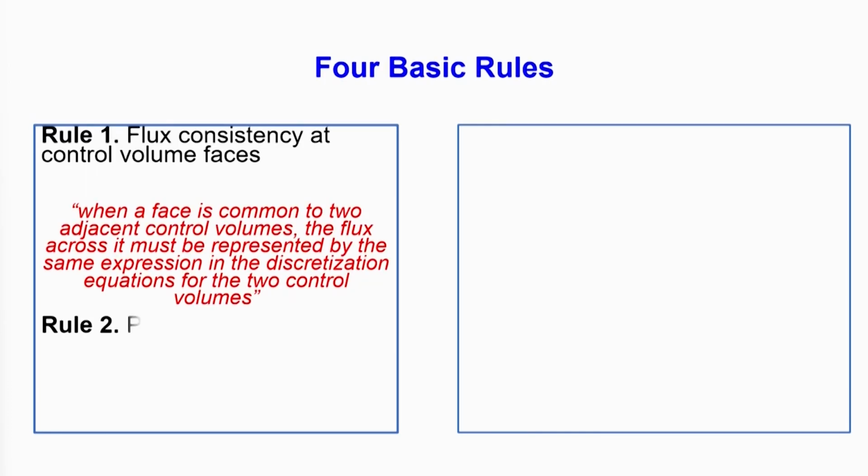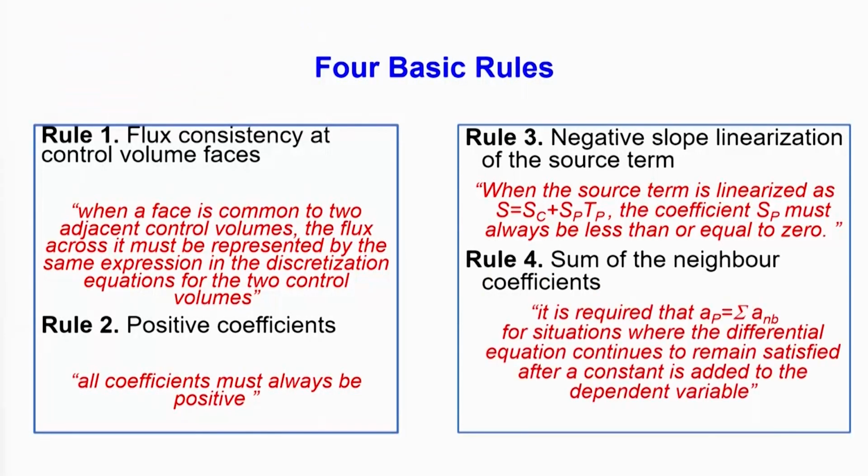So Professor Patankar then put forward these 4 rules, which are called the 4 basic rules. What are these? Rule 1, flux consistency at control volume faces. When you have a face which is common to 2 adjacent control volumes, the flux across it must be represented by the same expression. That means it is a continuous flux, so to say. This is quite understandable, but we have to see that it is really happening.